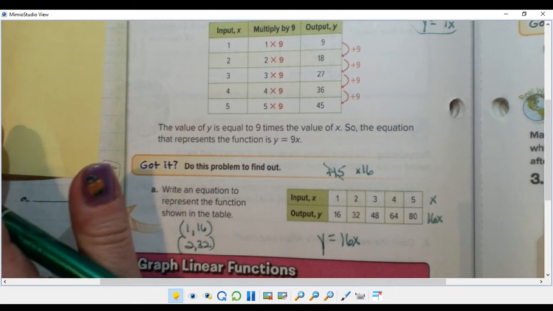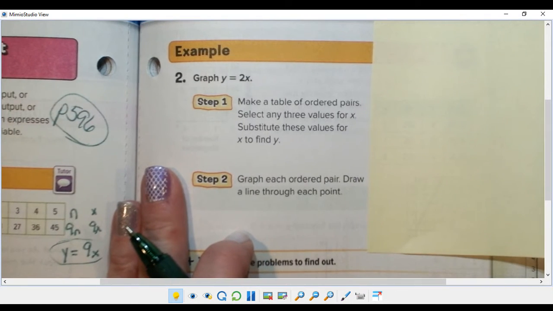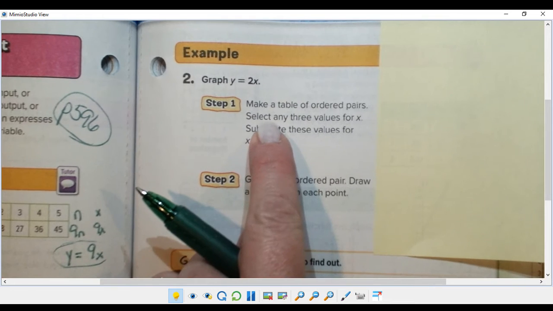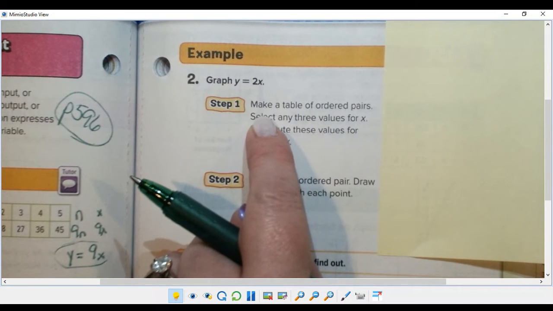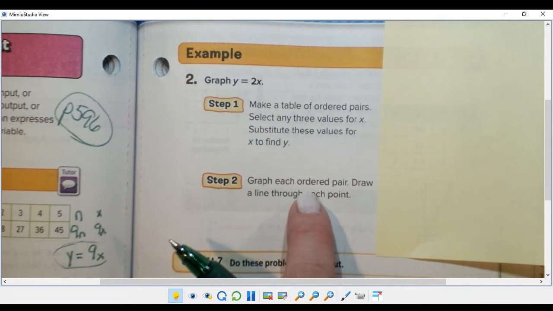Okay, so I'm going to go over to example 2 on the next page. It's done under here, but I want to walk you through. So there's 2 basic steps for this. 1, they're going to give you the equation, and you need to make a table of values. And then from that table of values, you're going to make the graph.